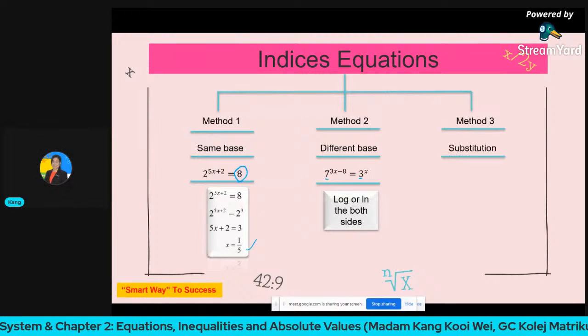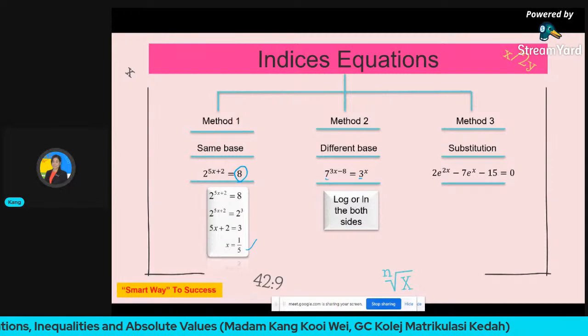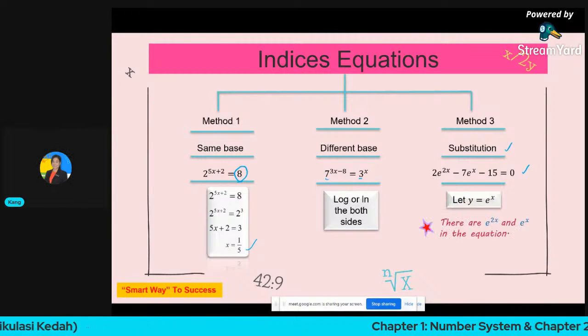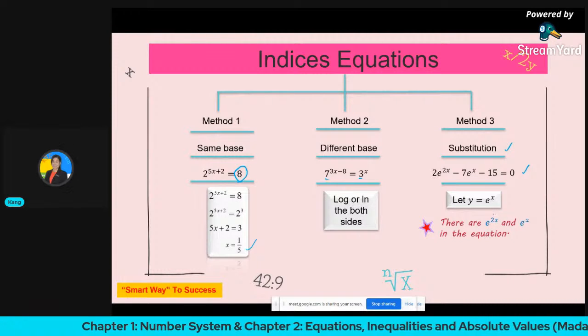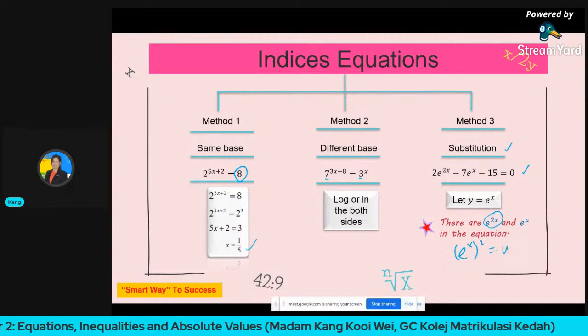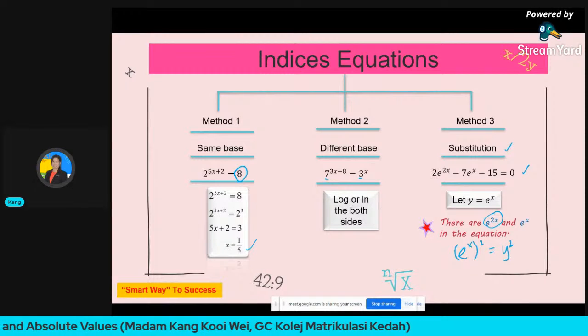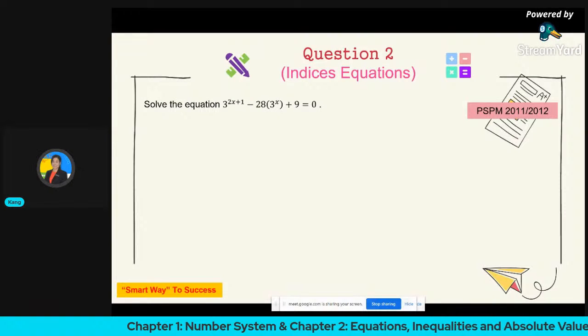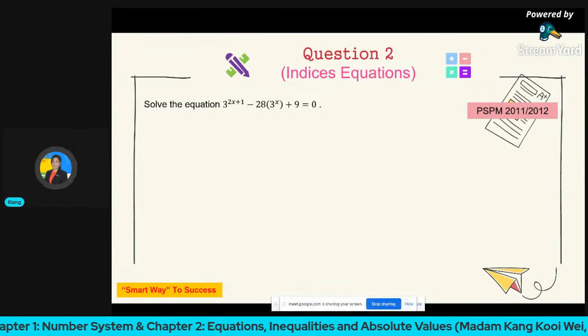Then for the third method, it is the substitution method. Okay, this is an equation of indices where we need to use the substitution method to solve it. Why do we need to use the substitution method? Because there are exponent 2x and exponent x in the equation. Actually, this exponent 2x, you can rearrange it to become exponent x squared. It will become y squared if you let your exponent x become y. Okay, so these are the 3 methods that you need to remember when you are going to solve the equations of indices.